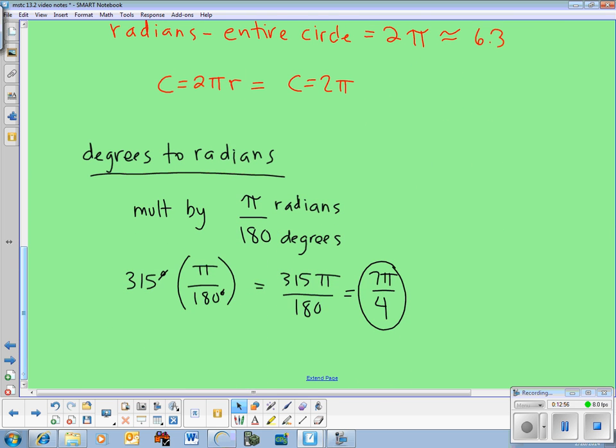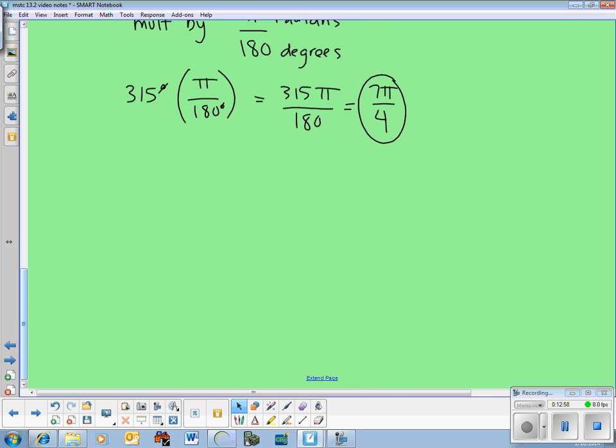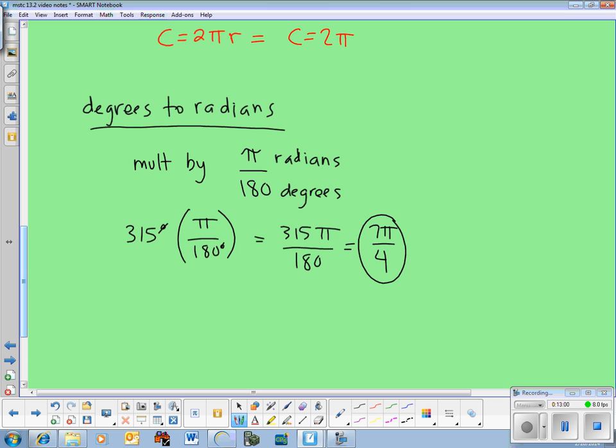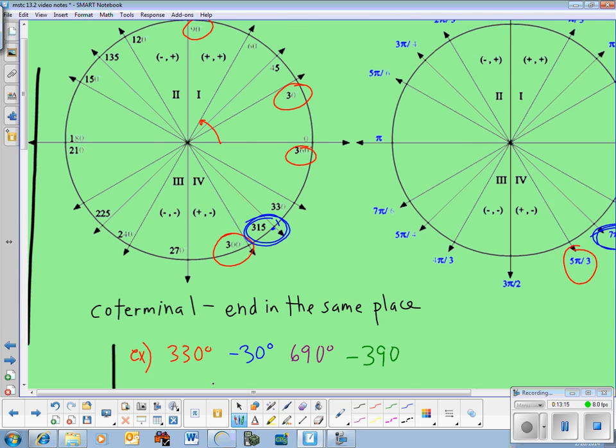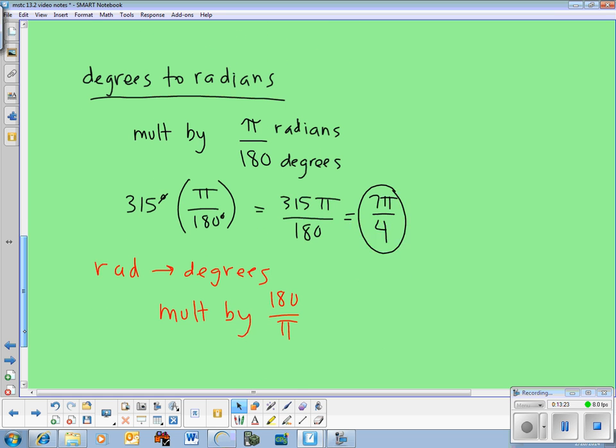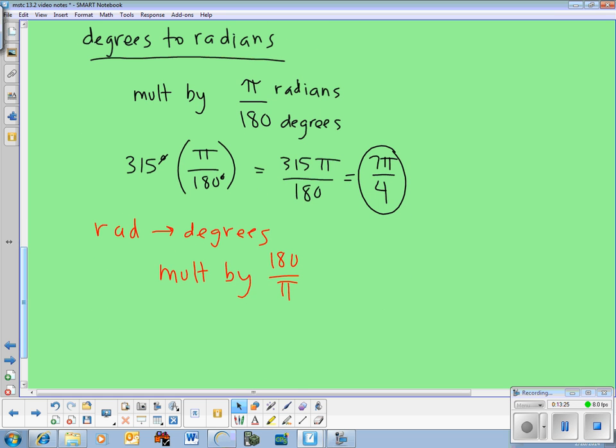If you want to go the other way, you can probably guess what you multiply by. If you need to change radians to degrees, you're going to multiply by 180 over pi. 180 and pi are the same thing. That's why this is equal to 1, right? Look at your circles. 180 and pi are the same spot on the circle. It's 1/2 of the way around the circle. So this number is equal to 1.